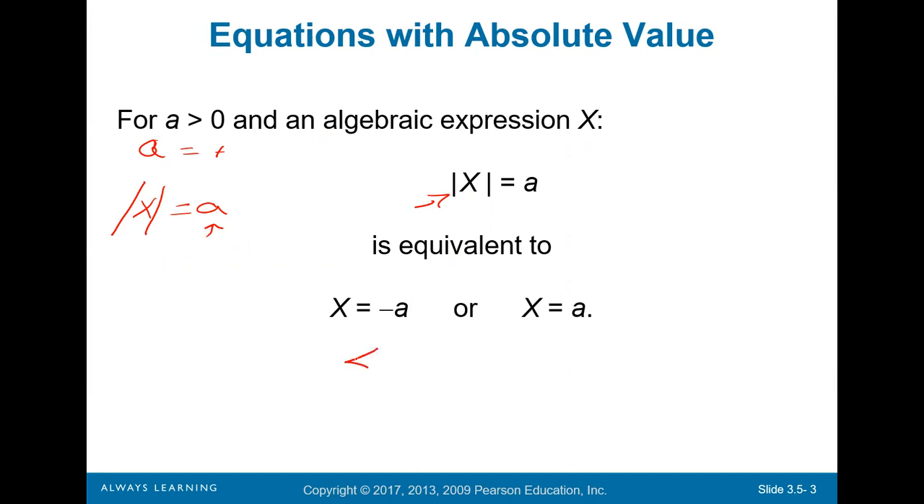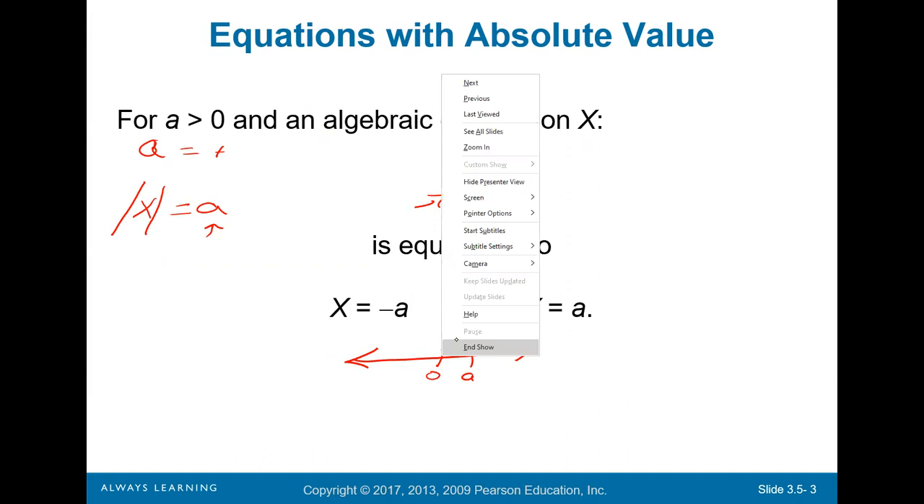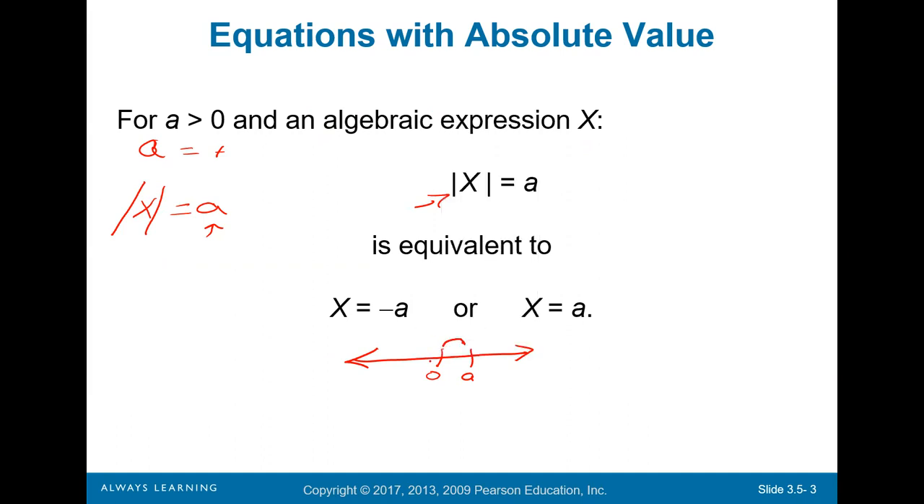And what do I mean by that? If I draw that on a number line, and let's place 0 here, and let's put a positive a here, we have this distance from 0 to a. That means we're going to have the same distance from 0 to the negative value, the opposite of it. So therefore, we will have two answers here because the absolute value is equal to a positive number.